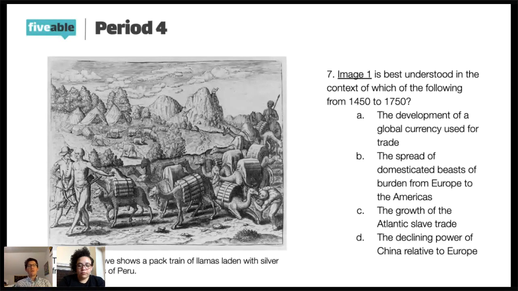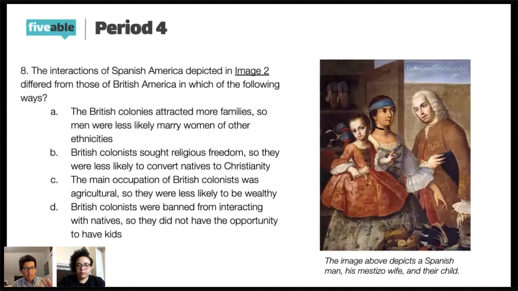Let's take a look at the next question. We have to shift our attention to the other image. The interactions of the Spanish America depicted in image 2 differed from those of British America in which of the following ways?